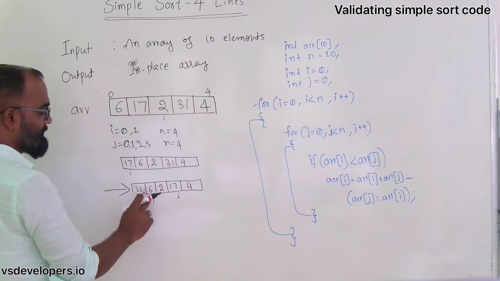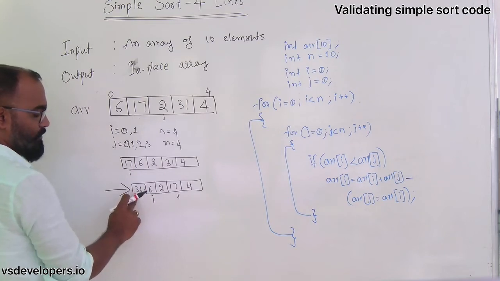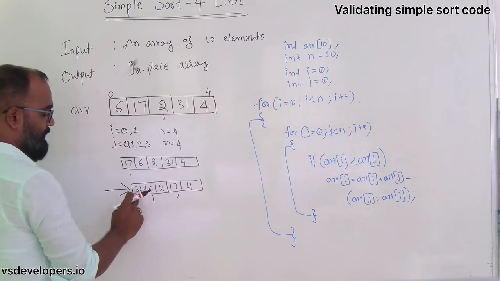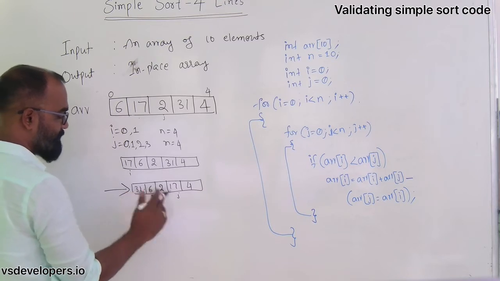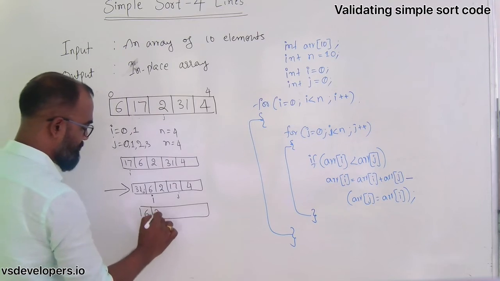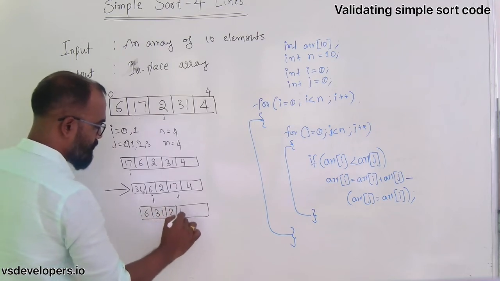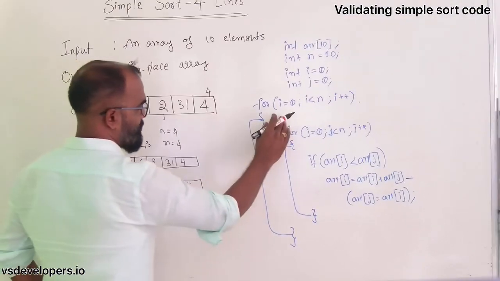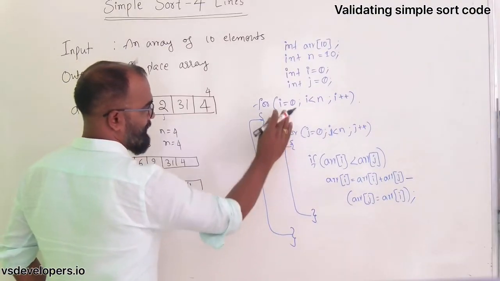So what happens here? Array of I is 6, J is still 0. You compare the array of I value 6 and array of J value 0, which is 31. So 6 is less than 31, therefore you swap. Next you will see 6, 31, 2, 17, 4. Now we get into the second iteration where I becomes 1.